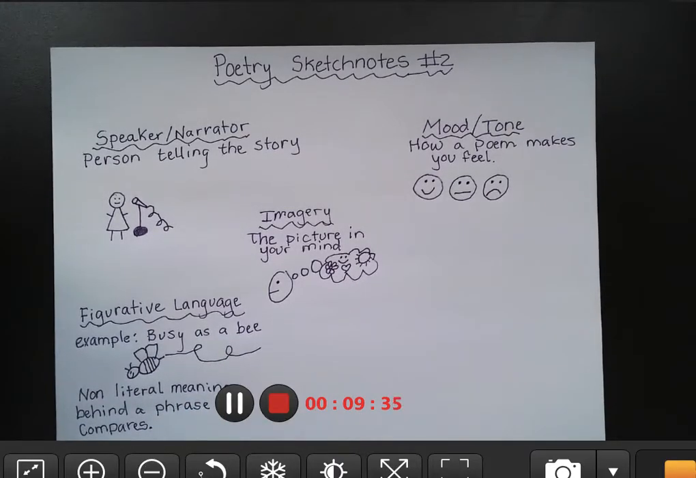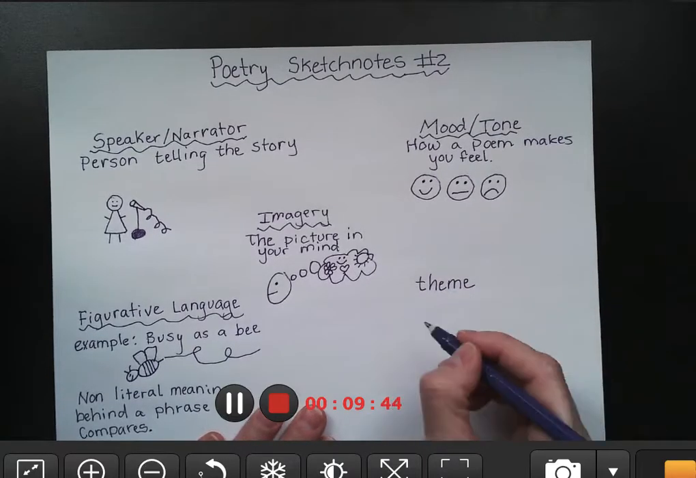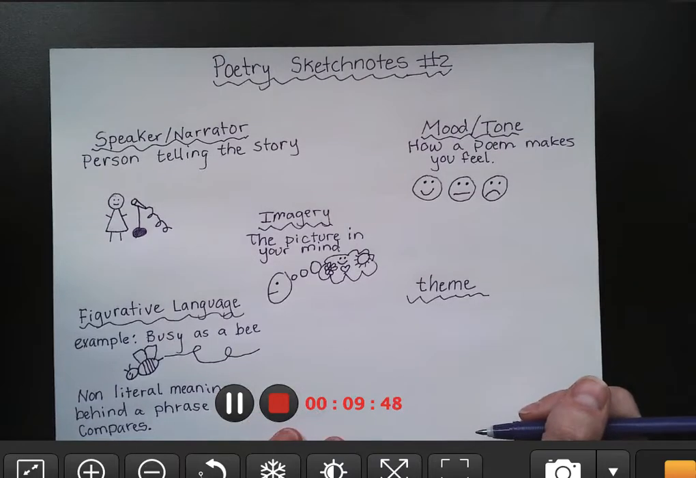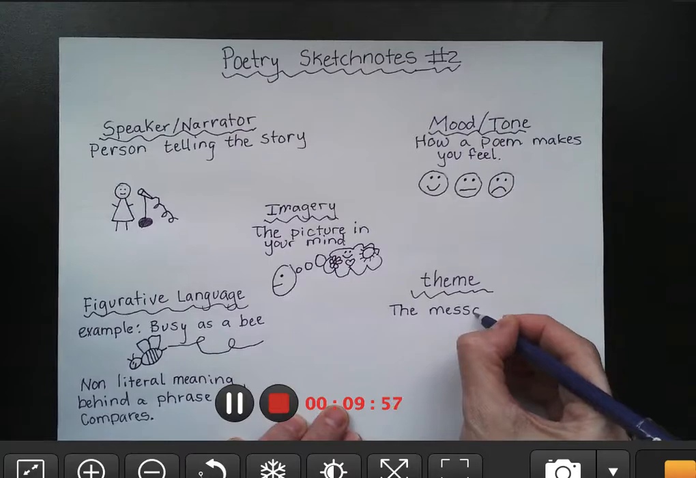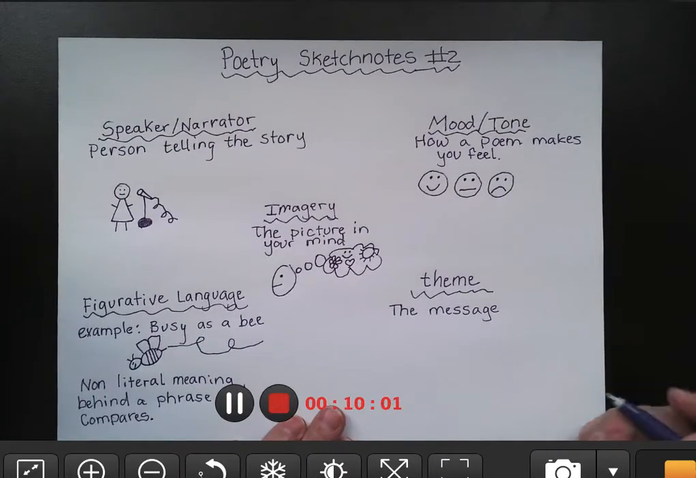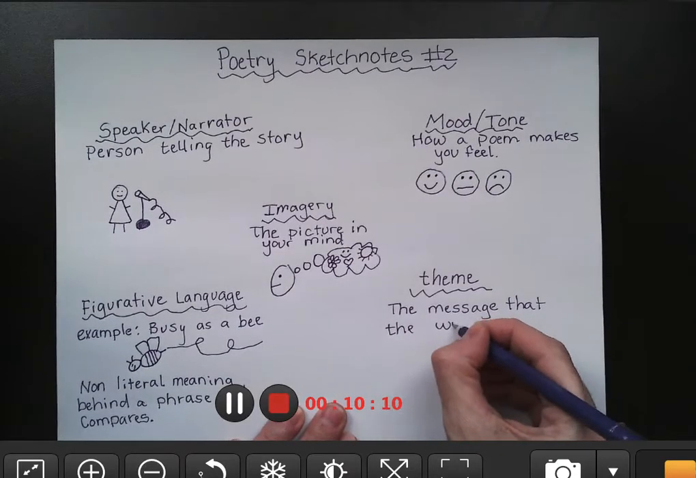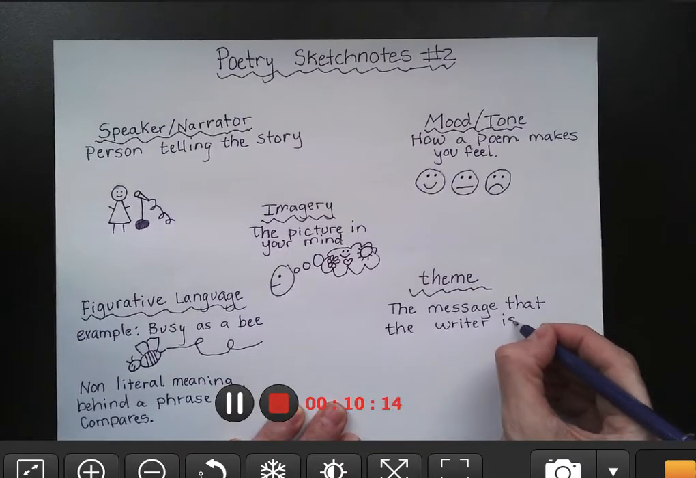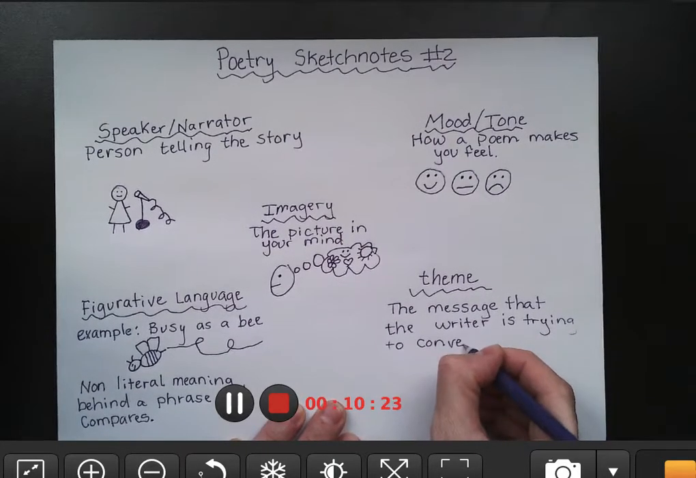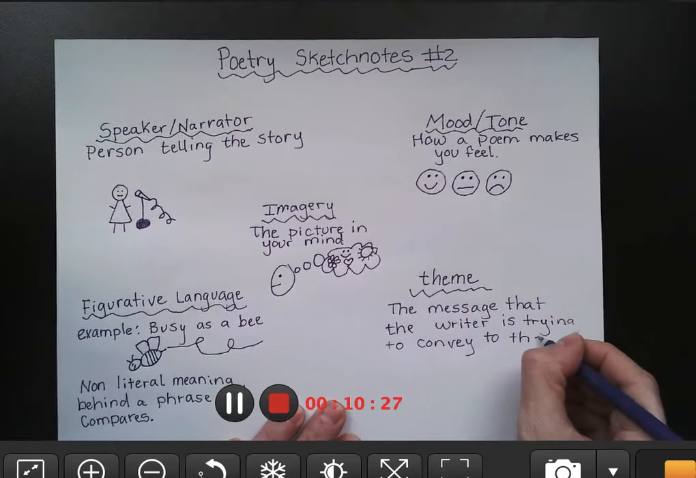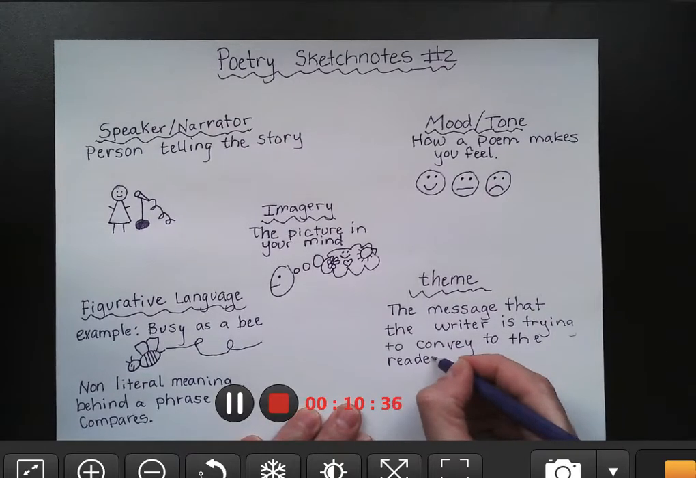And finally, here's another word that you have heard before, and that is theme. And just like in reading a story, the theme is the message that the writer is trying to convey to the reader. And you know what I think of when I think of a message? Yep, I think of a text message. So that would make a perfect little picture.